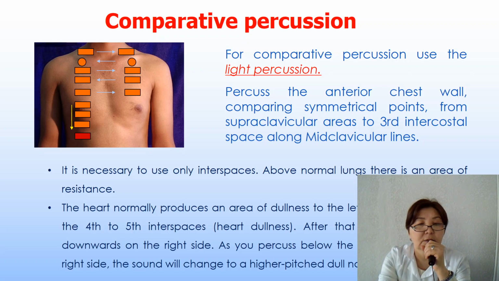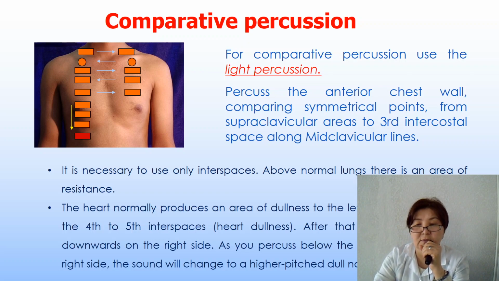The heart normally produces an area of dullness to the left of the sternum from the fourth to fifth interspaces, the heart dullness. After that, continue percussion downwards on the right side. As you percuss below the fifth interspace on the right side, the sound will change to a higher-pitched dull note.